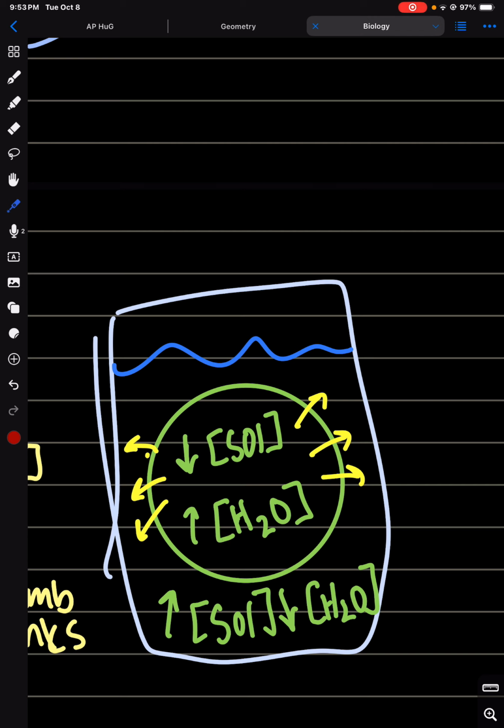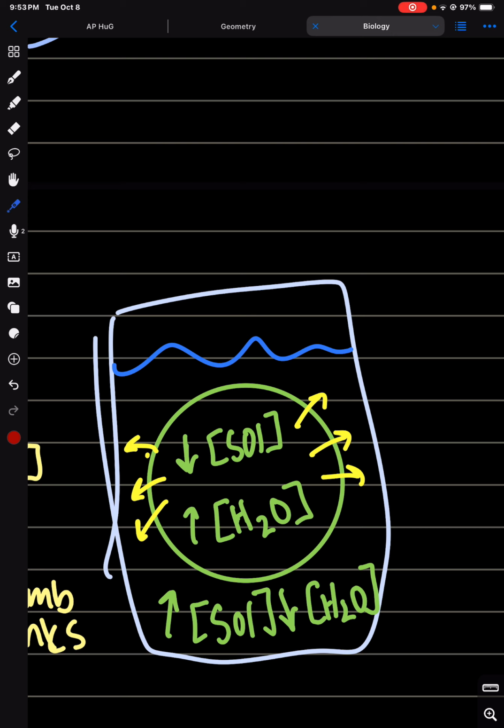Whereas, for an example, this is a hypertonic solution. The water has a high concentration of solutes and a low concentration of water, okay? So, water always goes from high concentration to low concentration. Always. So, because there's a lot of water in here, water is going to start to exit.